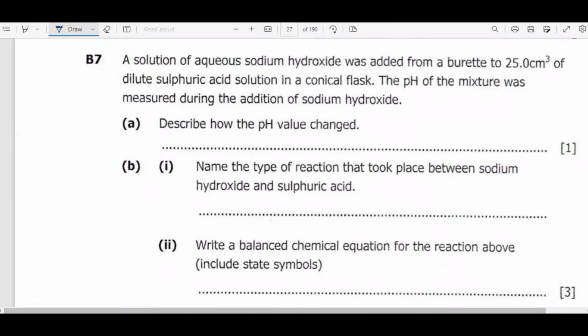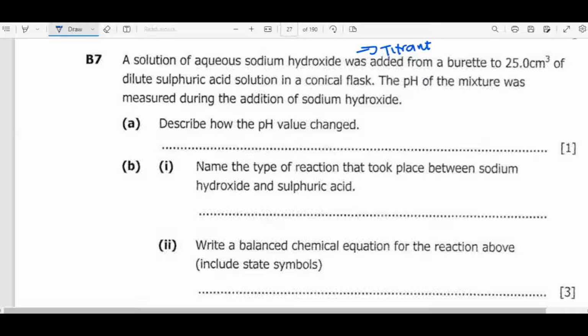Then for question 7, we have a solution of aqueous sodium hydroxide was added from a burette. So this one is coming from a burette, so this one is considered to be a titrant. A titrant has a known concentration. Then burette to 25.0 cubic centimeters of dilute sulfuric acid solution in a conical flask. The pH of the mixture was measured during the addition of sodium hydroxide. Describe how the pH value changed.